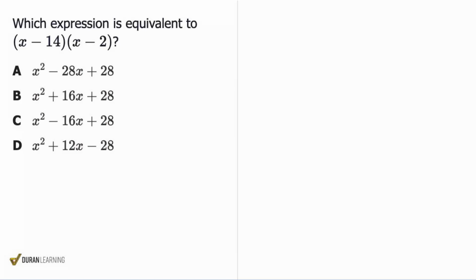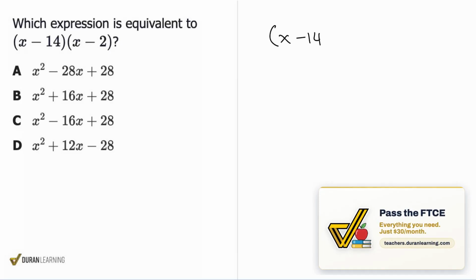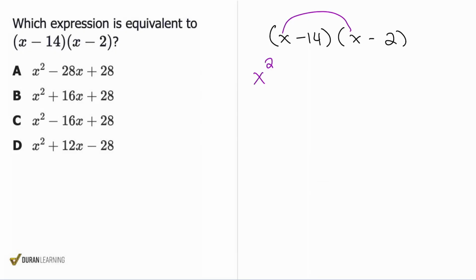Let me show you what that looks like. We have x minus 14, and then we have x minus 2. So remember, everybody, we're going to make sure everything from one part distributes to everything from the other. x times x, that's x squared in the front. Then we have x multiplied by negative 2, and that'll be negative 2x. Then we have negative 14 times x, so negative 14x. And then lastly, we have negative 14 times negative 2.